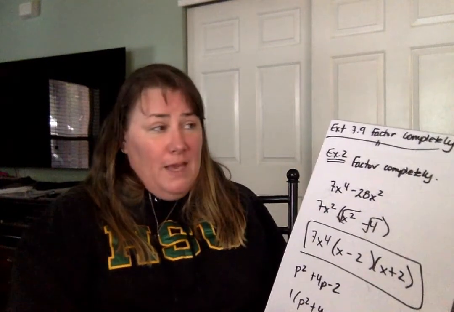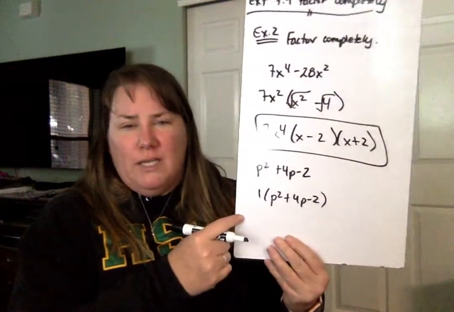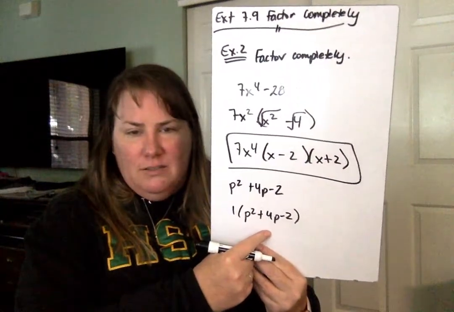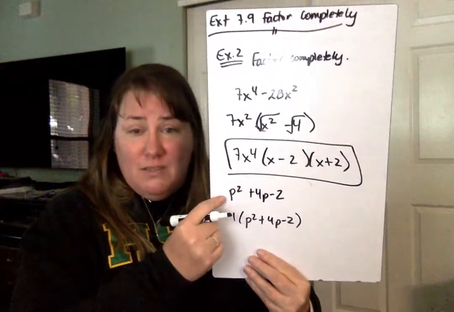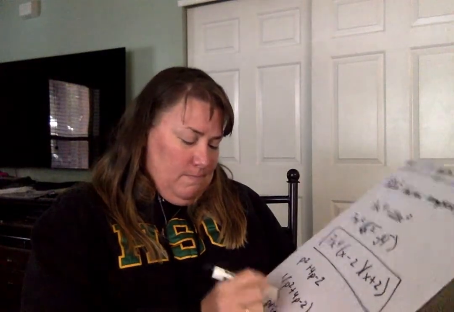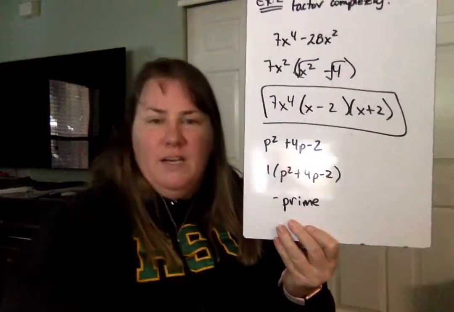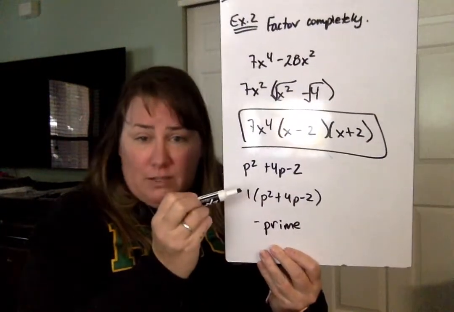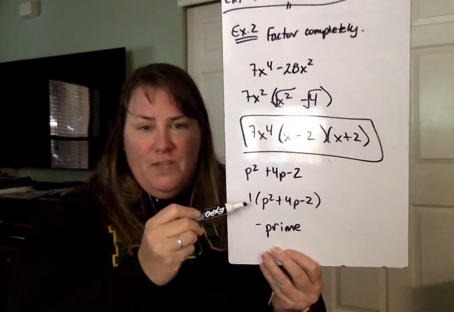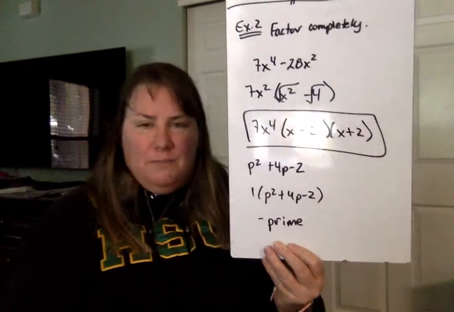You can't. So if they do something cruel like this, yes, you could factor it. But the thing is, you can't factor this guy. So this polynomial right here is prime. Meaning, you cannot factor it. It is already written as a product of prime factors. Here it is. That's a prime factor, and that's a prime factor.